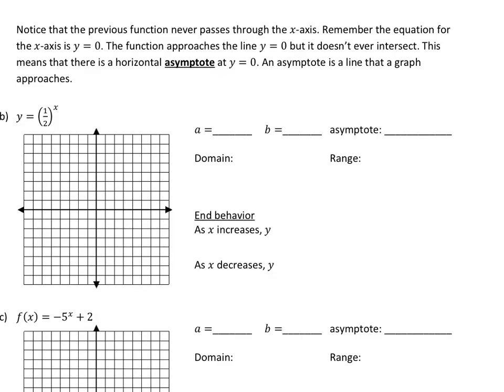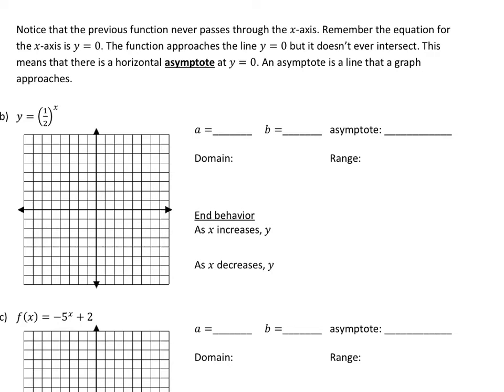Right on the back, notice that the previous function never passes through the x-axis. Again, it gets closer to 0, it approaches 0, but it doesn't actually cut through or equal 0. Remember, the equation for the x-axis is y equals 0. We know that. The function approaches the line y equals 0, but it doesn't ever intersect, ever. This means that there is a horizontal asymptote at y equals 0. An asymptote is a line that a graph approaches. So since the graph of the function approaches 0 but never actually hits it, we're going to call that a horizontal asymptote because it's approaching that line.